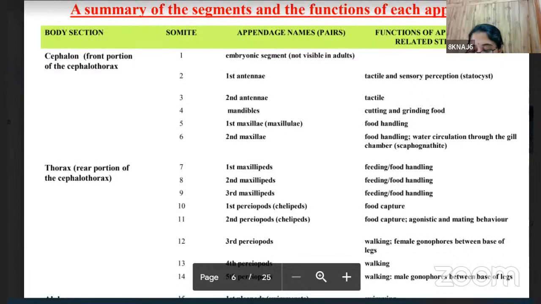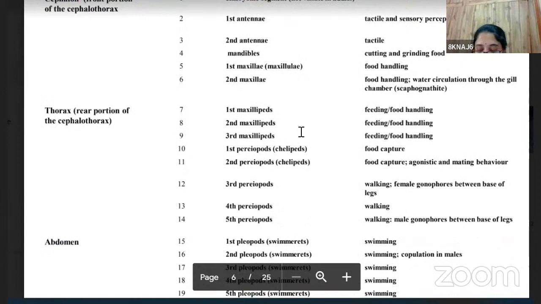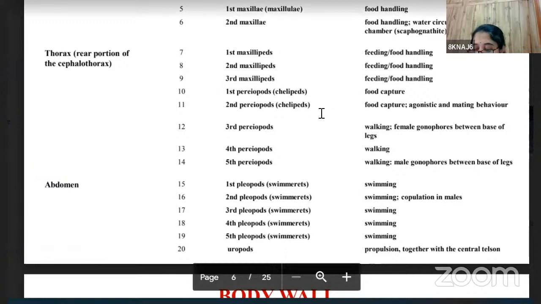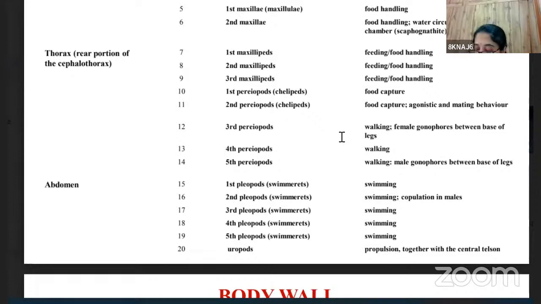Cephalic includes the antennules, antennae, mandibles, maxillae, and maxillulae. And then the thoracic appendages include the maxillipedes, which are 3 pairs: first, second, third. And you can see the different kinds of function also, which is given over here. And then you have the periopods, or the walking legs. They are the 5 pairs. And they include the chelate legs, first pair, second pair, and then the non-chelate legs, which are the third pair, fourth pair, and the fifth pair.